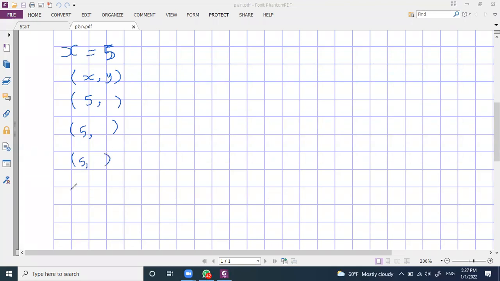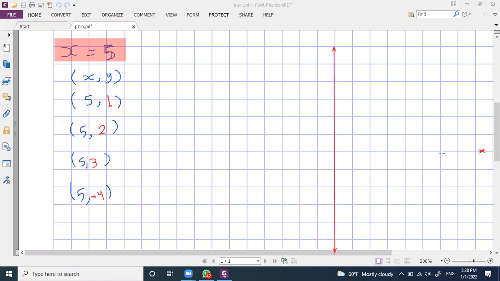So x is 5. And what about y? Any number, anything. So we can write 1 for y, we can write 2, we can write 3, we can write -4. We can write any value for y because all we know in this relation is that x equals 5. It's fixed information. What about y? Actually, I don't know what y is.